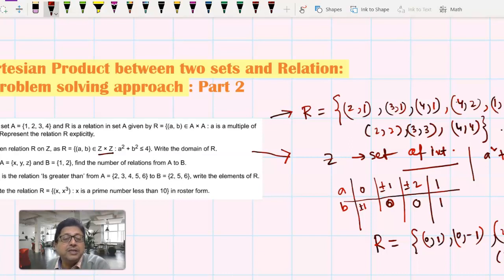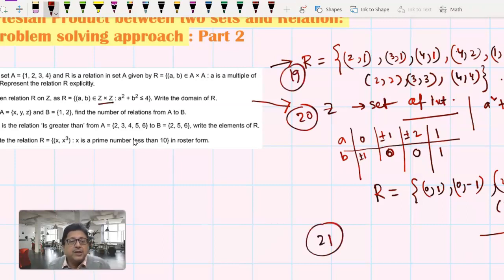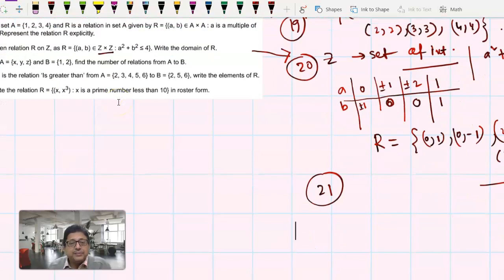R is a relation from set A to set B. Next one is very easy, just already explained. A contain 3 elements, B contain 2 elements. Find the relations from set A to set B. This was sum number 20 we did, 19 we did. Going to do number 21. A equal to {x, y, z} and B equal to {1, 2}. Find the number of relations from A to B.